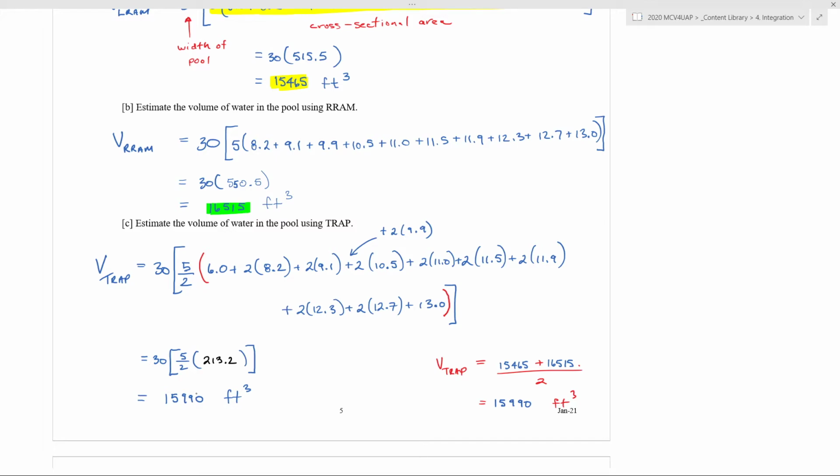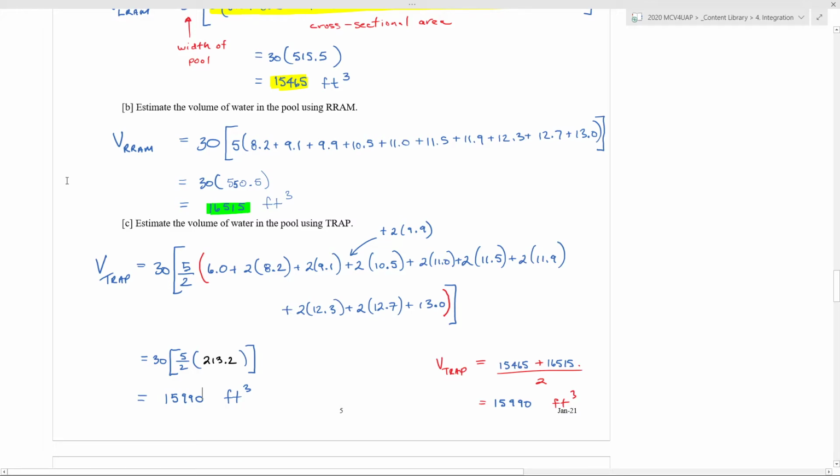So we've got our LRAM is 15,465, RRAM is 16,515, and the trapezoid is 15,990. And that can all be verified over here by using the shortcut. And so that's it. So thank you guys for catching my mistakes.